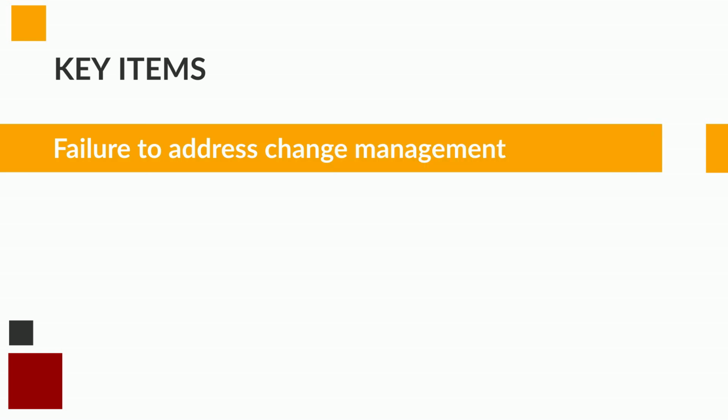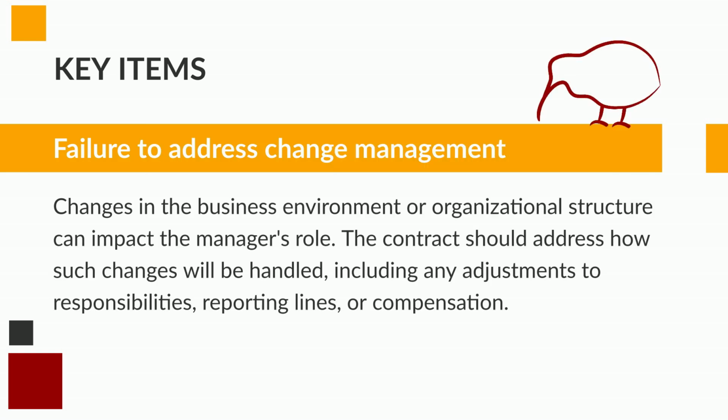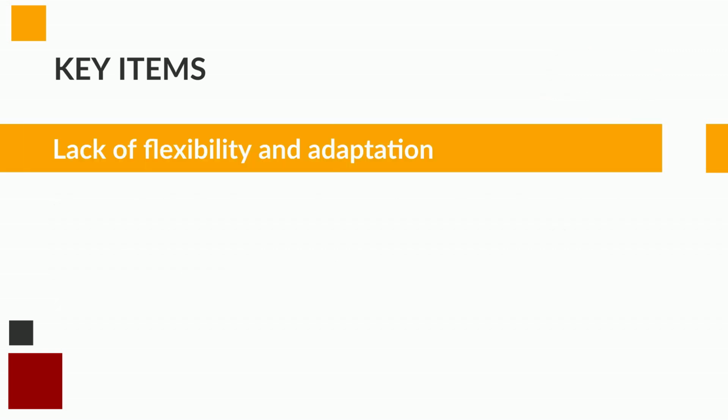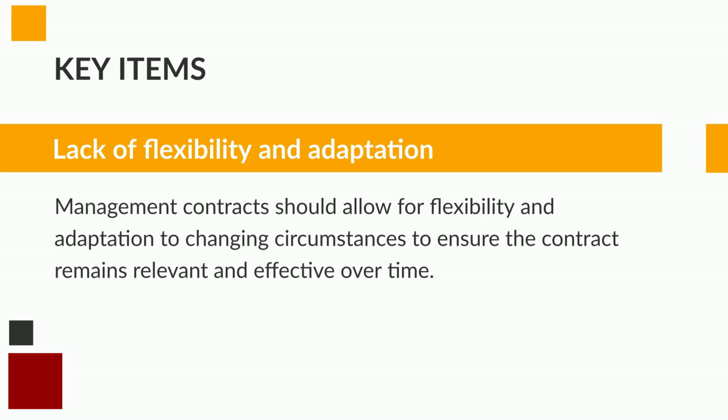Failure to address change management. Changes in the business environment or organizational structure can impact the manager's role. The contract should address how such changes will be handled, including any adjustments to responsibilities, reporting lines, or compensation. Lack of flexibility and adaptation. Management contracts should allow for flexibility and adaptation to changing circumstances to ensure the contract remains relevant and effective over time.